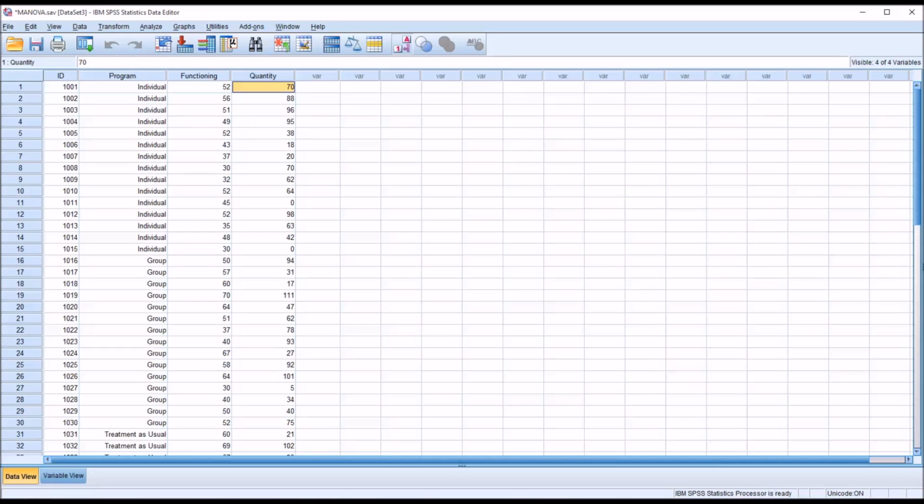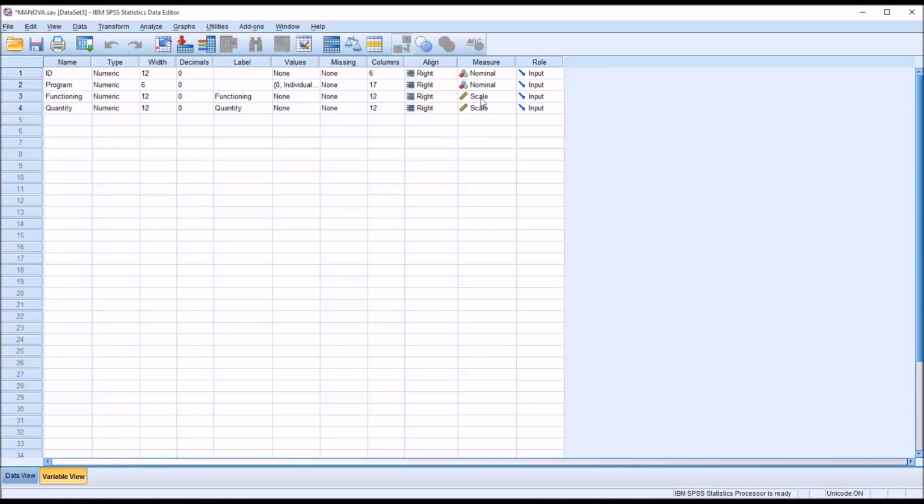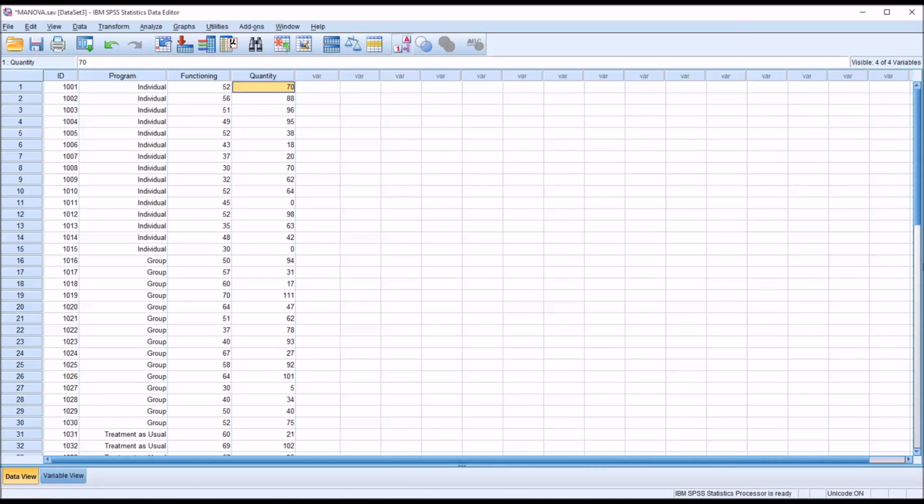There are a few assumptions for this particular statistic. You do need two or more dependent variables, and they have to be measured at the interval or ratio level. SPSS refers to those levels collectively as scale. So if you look here in the variable view, there is no choice for interval or ratio, you just have scale. That means it's either interval or ratio. Let's assume in this case that functioning is interval and quantity is ratio. But again, there's no way to distinguish between the two in SPSS. They're both treated the same.